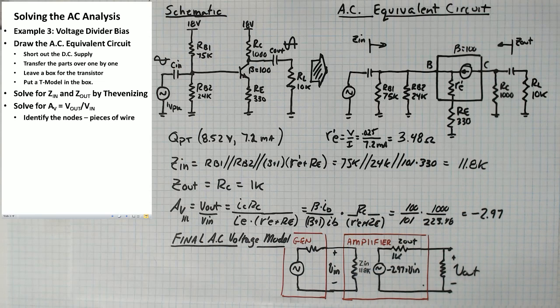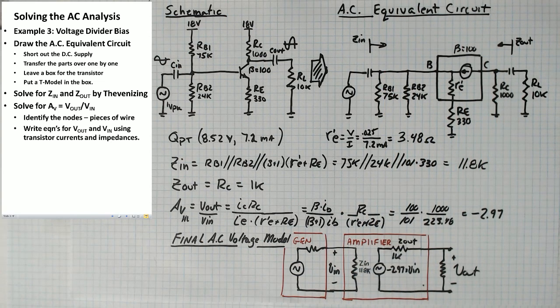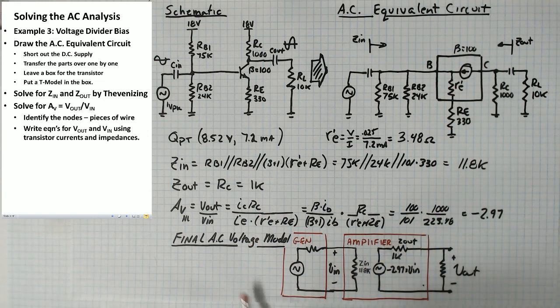Identify the nodes, the pieces of a wire. There's V in, there's V out. Write equations for V out and V in using transistor currents and impedances. So V out, currents going back and forth, IC times RC, this is done open circuit, no load attached. V in would be the current going back and forth between these 2 guys, which is IE times (R prime E plus RE). Take IC and IE and replace them with multiples of the base current.